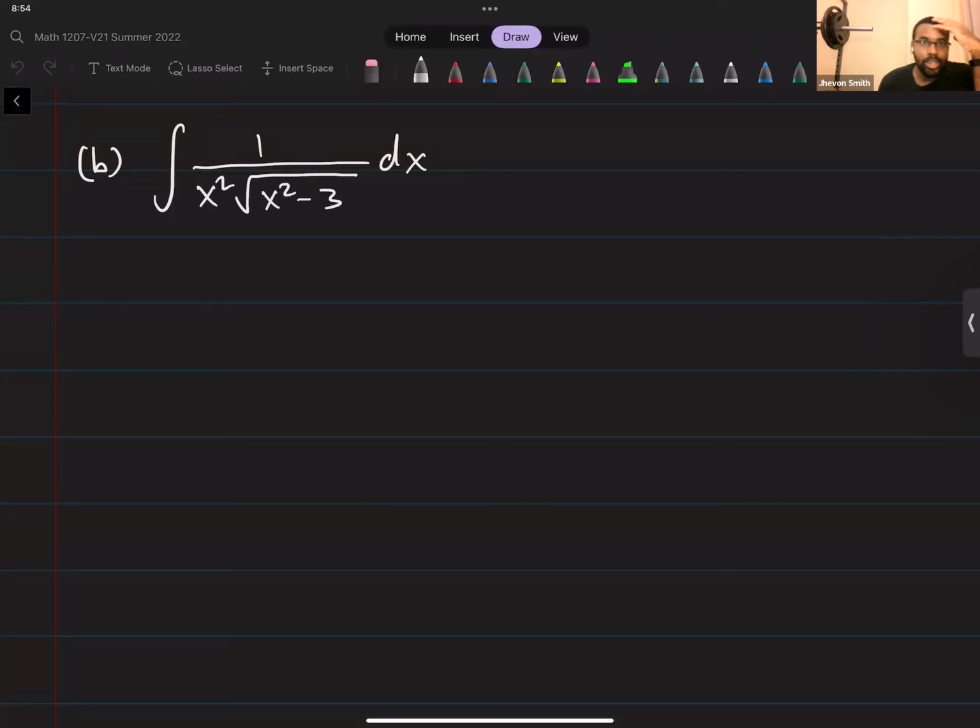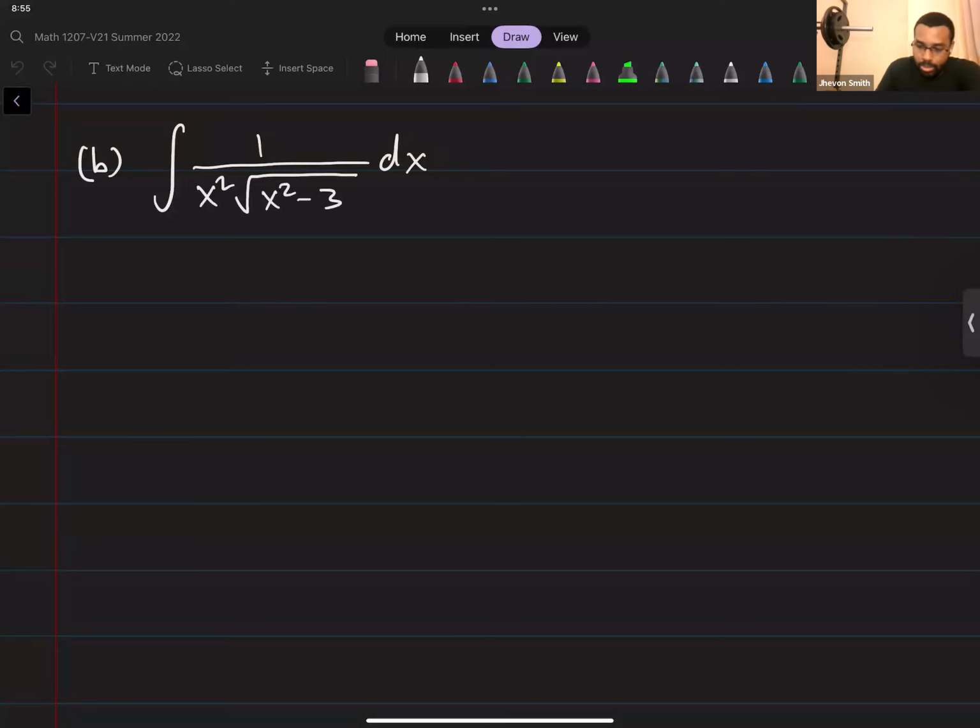Where's the x, right? Sure, you can multiply and divide by x, but then you get an x cubed in the denominator. How are you going to deal with the x cubed if your u was this x squared minus 3? You have to take this radical and cube both sides. It's going to be a mess. So the regular iteration of substitution isn't going to work.